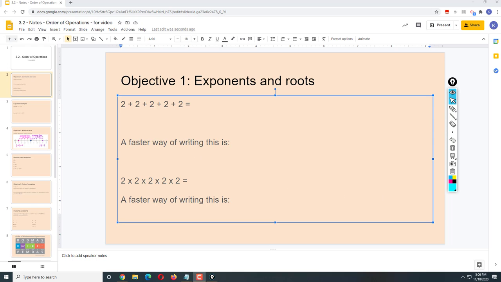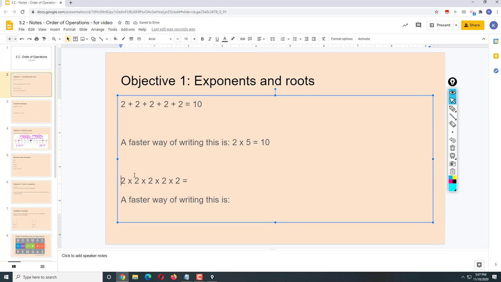3.2, order of operations. If we have 2 plus 2 plus 2 plus 2 plus 2, that's 2, 4, 6, 8, 10. But there's a faster way of writing this. We can write 2 times 5, or 5 times 2.